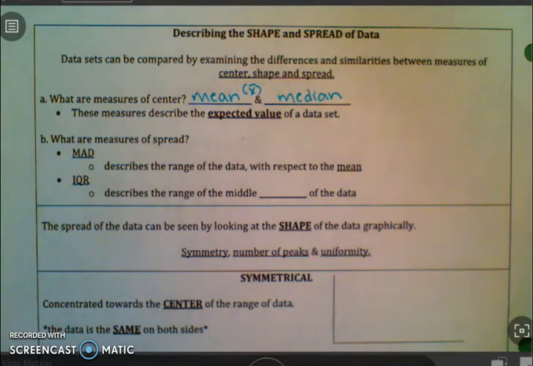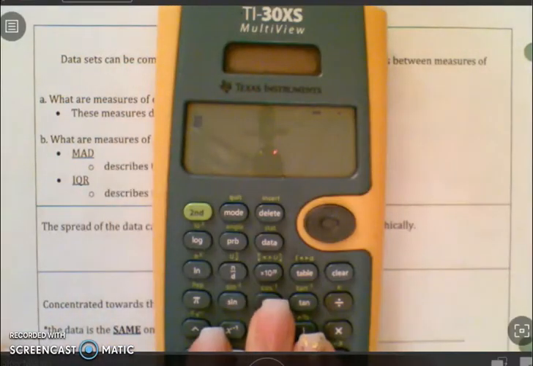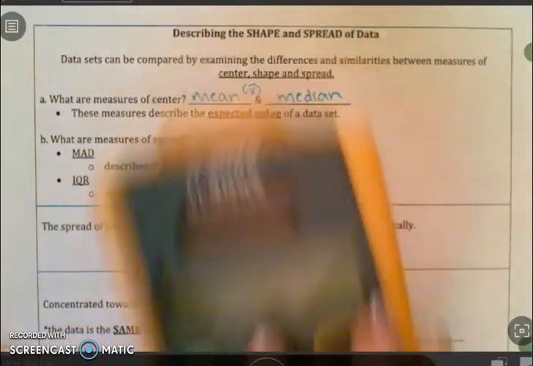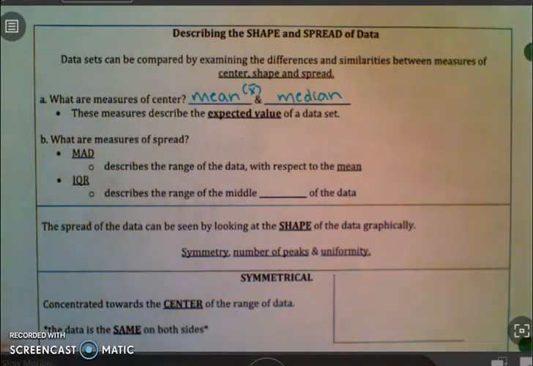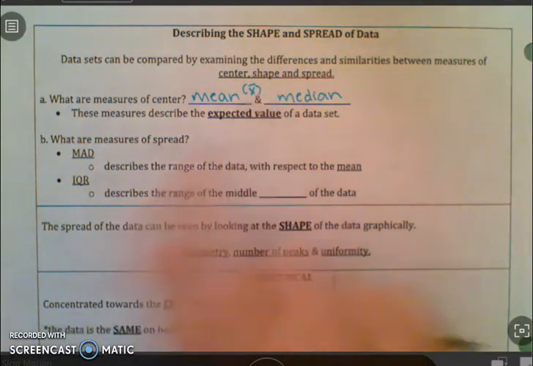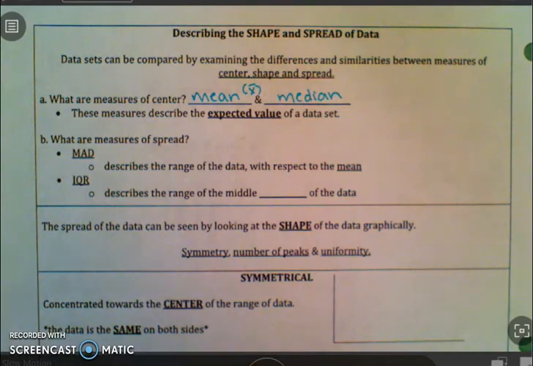When we used to use the actual calculators, you could see it, but because we're not really using these right now, we're trying to use the Desmos, you won't see X bar as much, but just know that's what that means. These measures describe the expected value of the data.